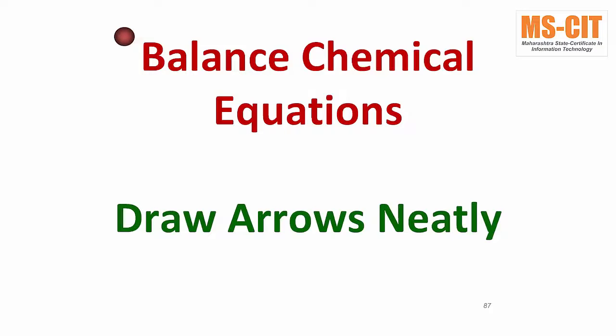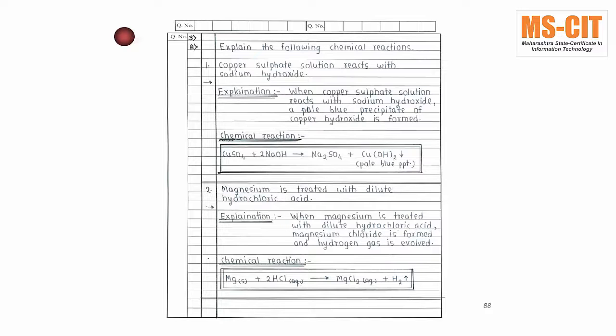Balancing chemical equations or reactions. Properly draw arrows and solve it in this way. Only balancing the reaction is not sufficient. You must give proper explanation. And the reaction which is balanced, you must draw a proper box. Means that chemical reaction which is balanced, you write it in the box only.